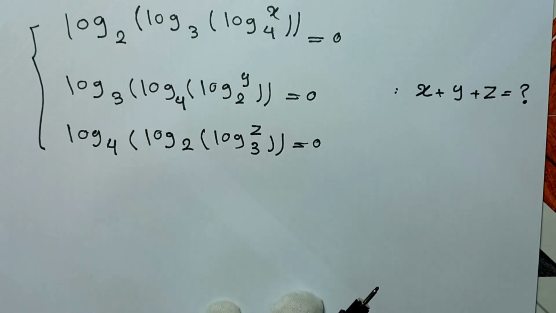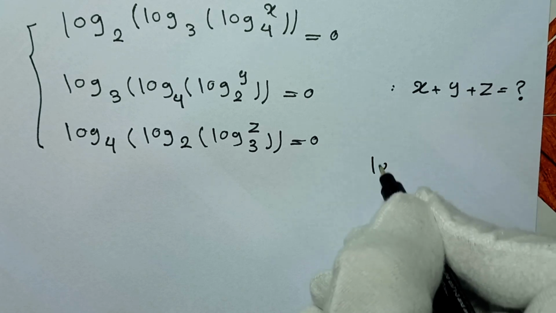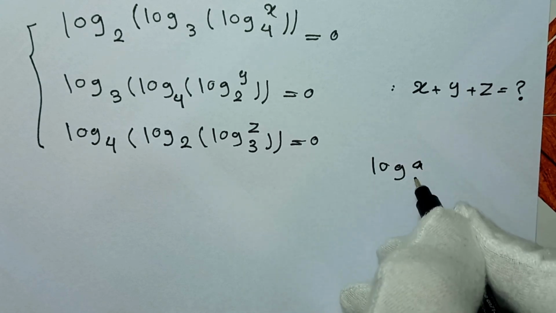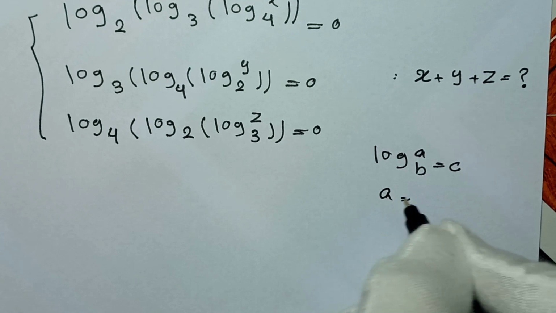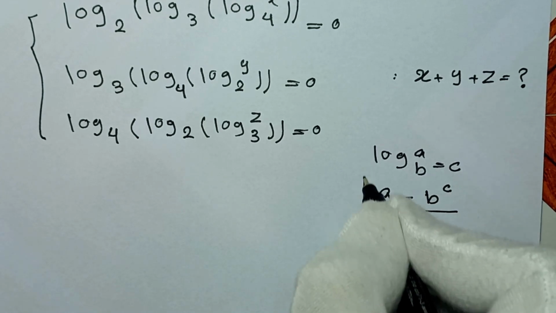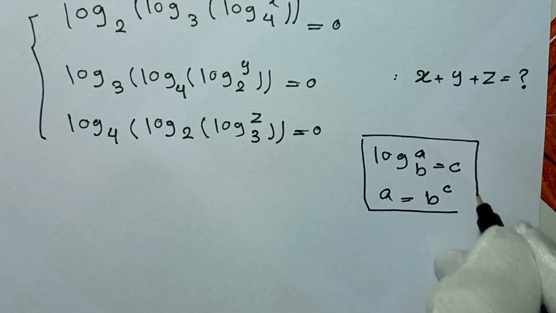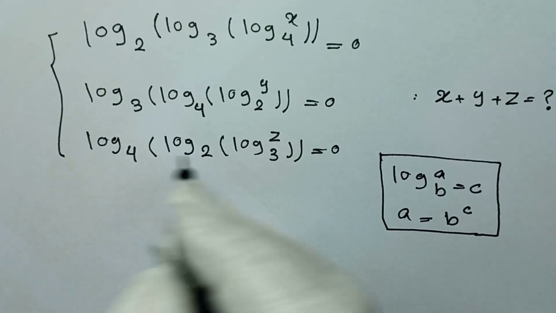In the first step, from the log rules, as you know, if log of a to base b is equal to c, then a is equal to b to the power of c. This is a very important formula for solving this equation.